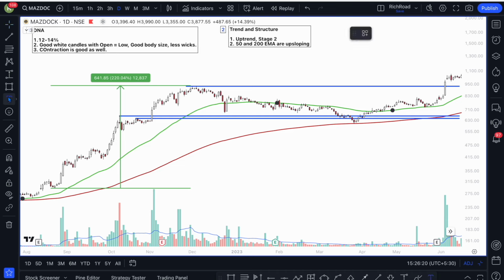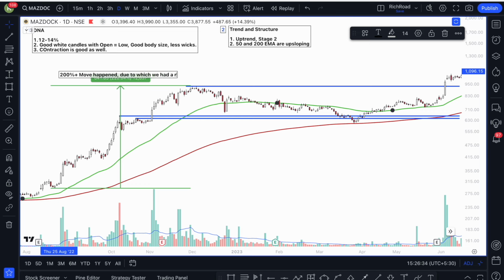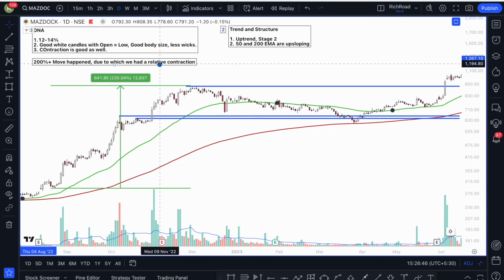So the point that you will mention here is 200% plus move. That's what you will write. Happened, due to which we had a relative contraction, consolidation, whatever you refer to that, pullback, you may use it. Okay, so you have mentioned this point. Great.